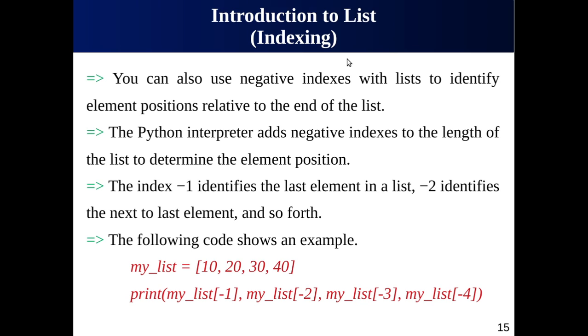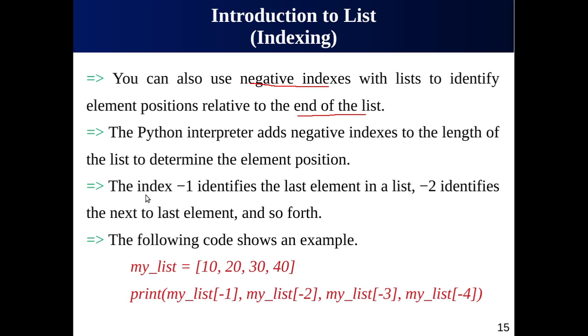You can also use negative indexes. Instead of 0, 1, 2, 3, you can use -1, -2, -3, and so on to identify the element's position relative to the end of the list. If you use negative indexes, it will start from the end of the list. How does it work? Actually, the Python interpreter adds negative indexes to the length of the list to determine the element position. And that is very simple.